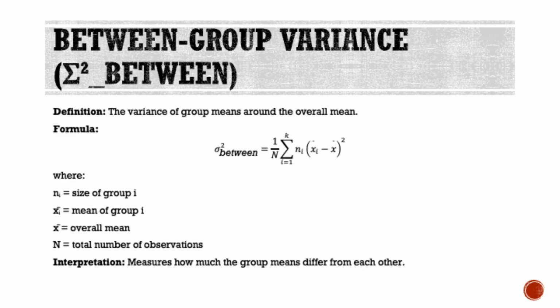The formula is the sum over all groups of each group size times the squared deviation of the group mean from the overall mean, divided by the total number of observations. If between group variance is large, it means the groups are very different from each other.